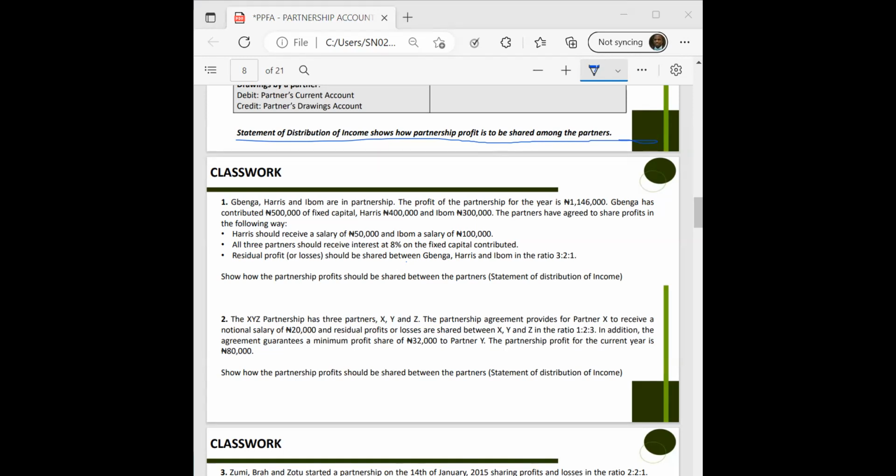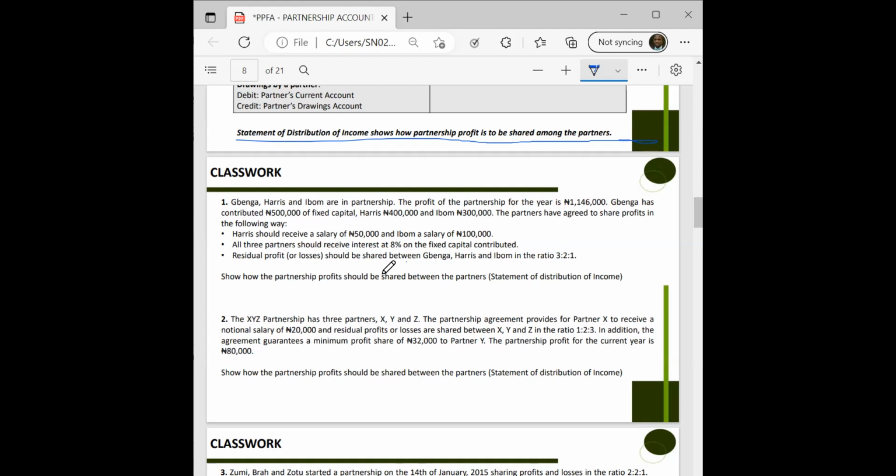The partners have agreed to share profits in the following way. Harris should receive a salary of 50,000 naira and Ibom a salary of 100,000 naira. All three partners should receive interest at 8% on their fixed capital contributed.